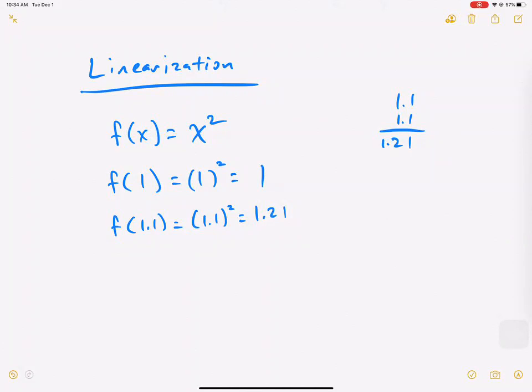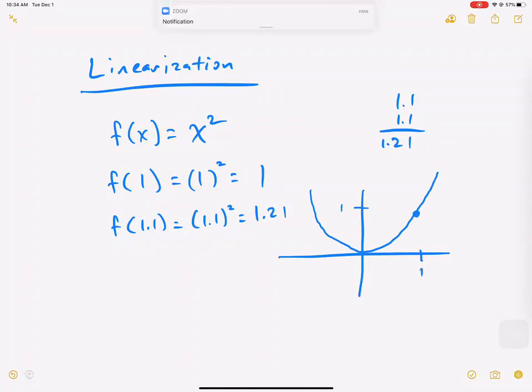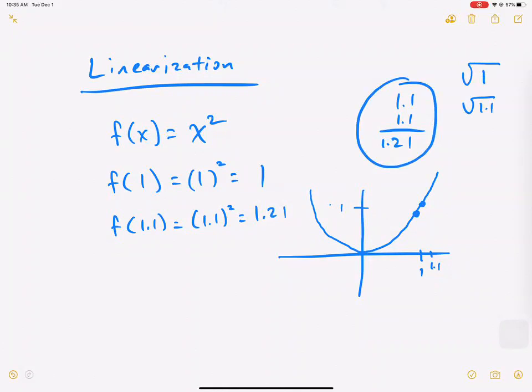Because here's the idea. Let's go ahead and graph x squared. I'm going to make it really zoomed in, super zoomed in, okay? And if this is 1 here, call this 1, 1, right? Isn't 1.1 kind of like right next to it? So 1.1 would be like right there. But if I didn't know this trick here, or what if this was the square root of 1 versus the square root of 1.1? This would be a lot harder, and I would need a calculator to do this.